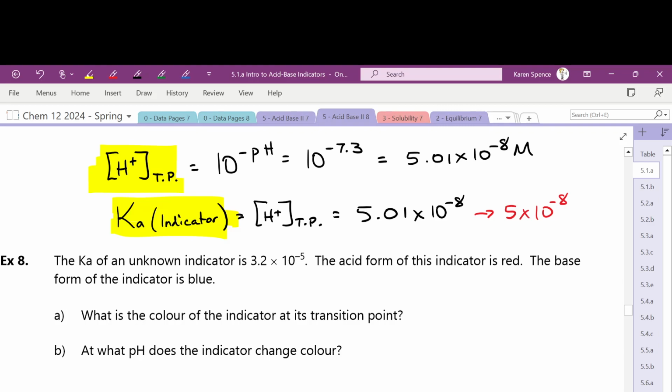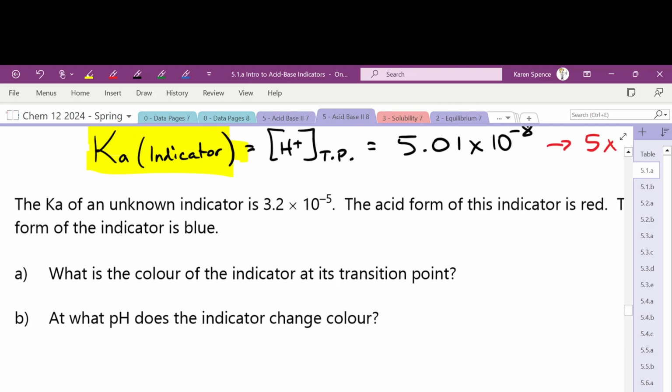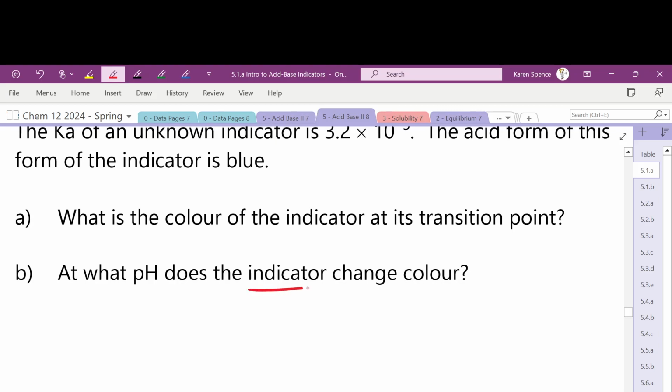Purple. Yeah, good. By the way, this is unknown. Now when it changes the color, what do we call that? That's our transition point. So you're looking for the pH at the transition. If you're getting stuck on part B, remember: what do we call the point at which the indicator changes color? Transition. That is the transition point. So you are looking for the pH at the transition point.